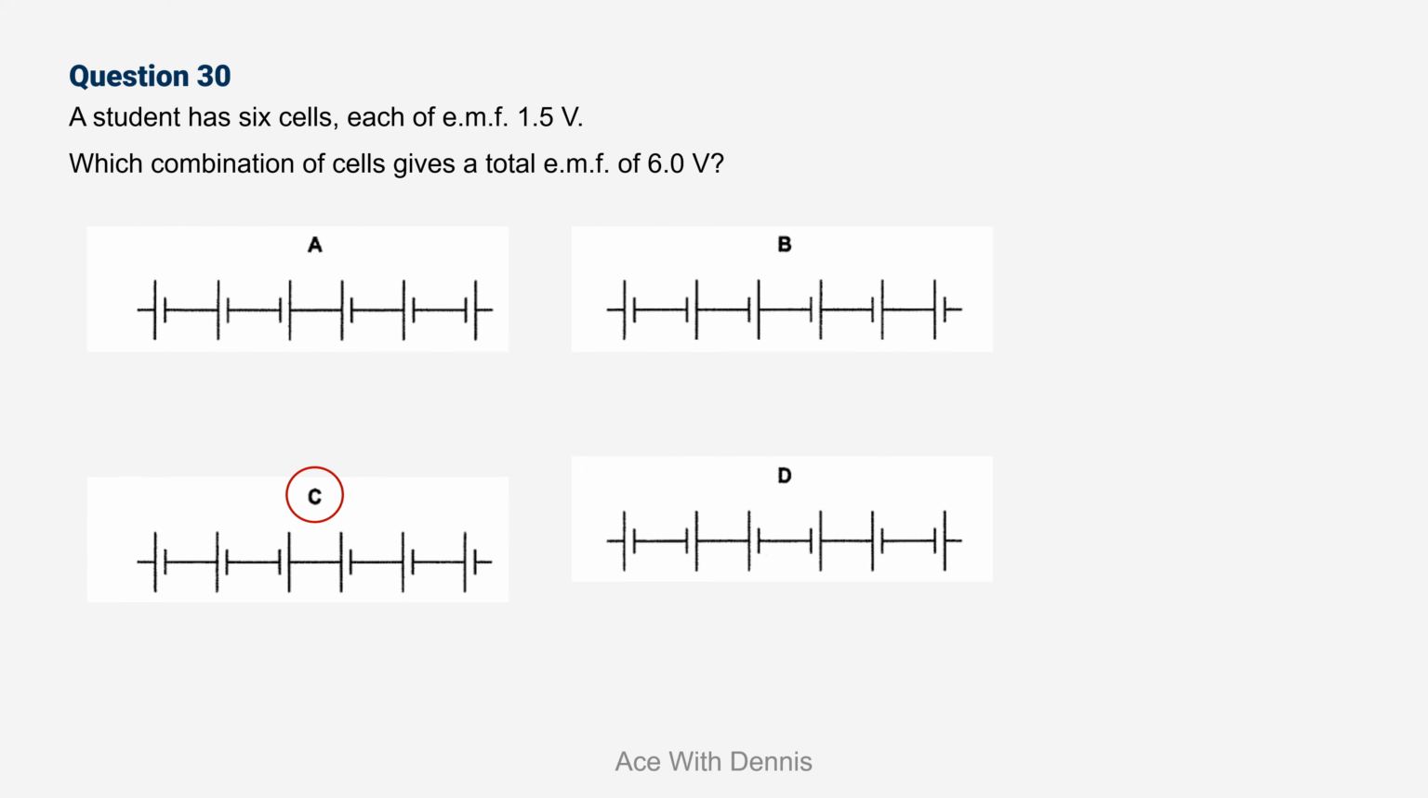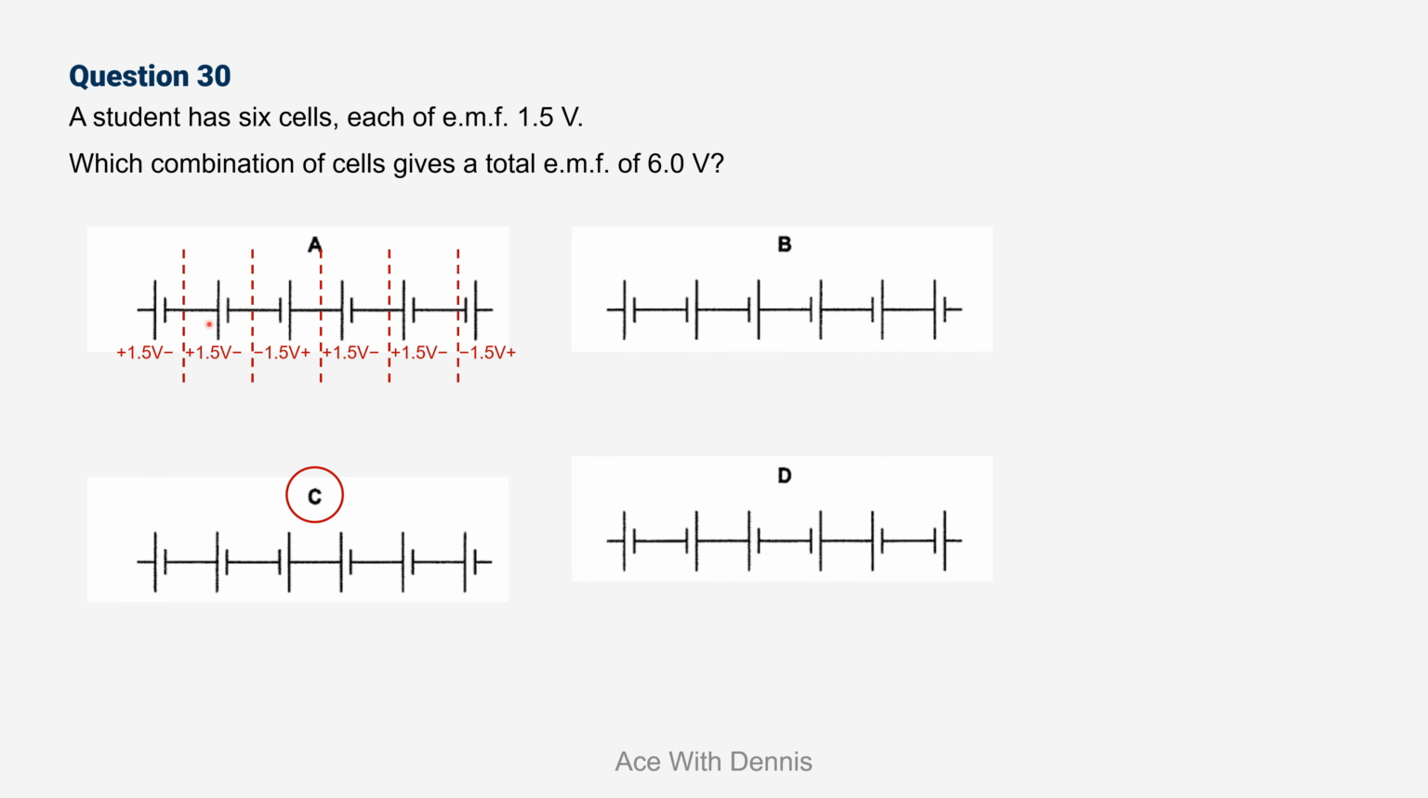So we have to determine the direction of the terminals of each cell. Each cell represents 1.5 volts, and the longer line means it's the positive terminal, the shorter line means the negative terminal. So this is how we label each cell for option A. The first cell is plus 1.5 volts minus, which means the right hand side is the positive terminal and the left hand side is the negative terminal.